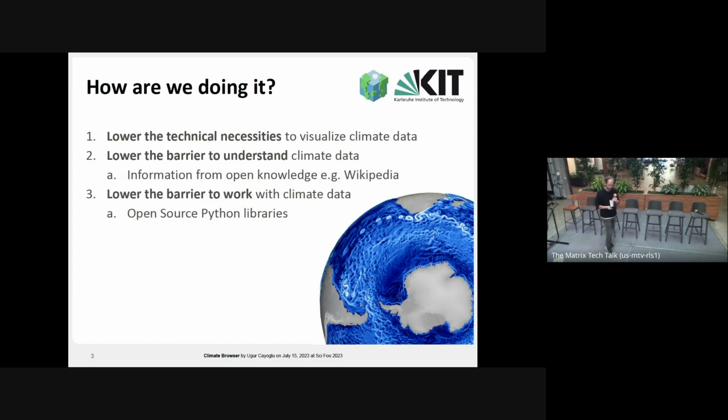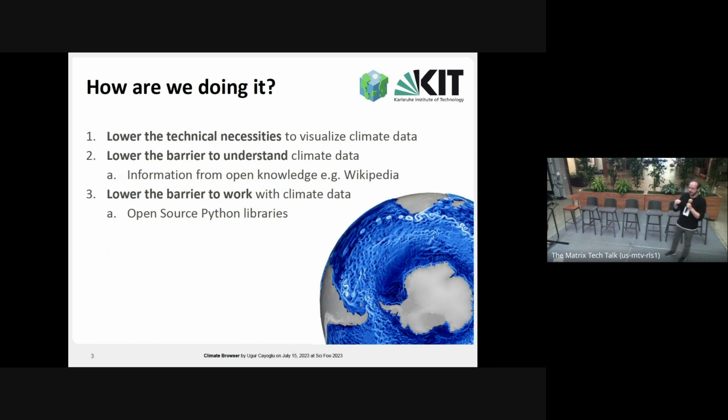And the point how we are doing it is to try to lessen the technical barrier to access these data sets. So these are the 3 points. Lowering the technical barrier to access the data, lowering the barrier to understand the climate data, to feed this climate data with additional meta-knowledge sourced from public sources, and lowering the barrier to work with this climate data.